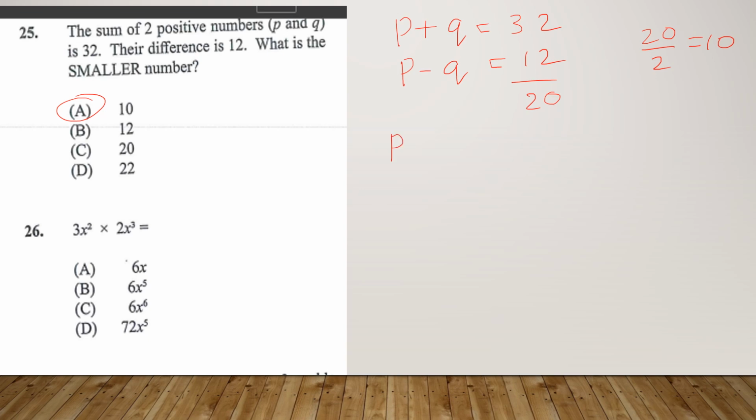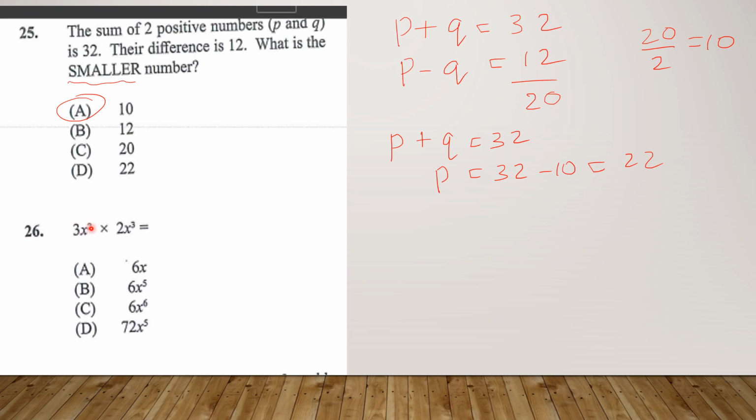So let's say P plus Q is 32. Let's put Q as 10. So P would equal 32 minus 10, which is 22. Okay, so the bigger number is 22. But they ask for the smaller number.